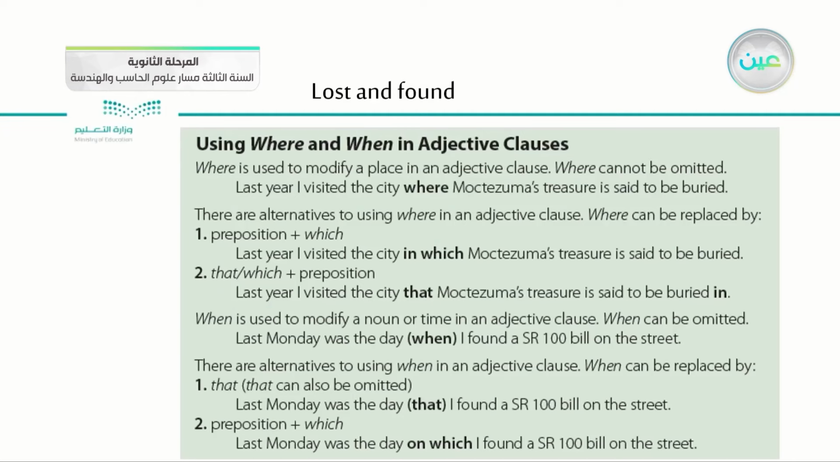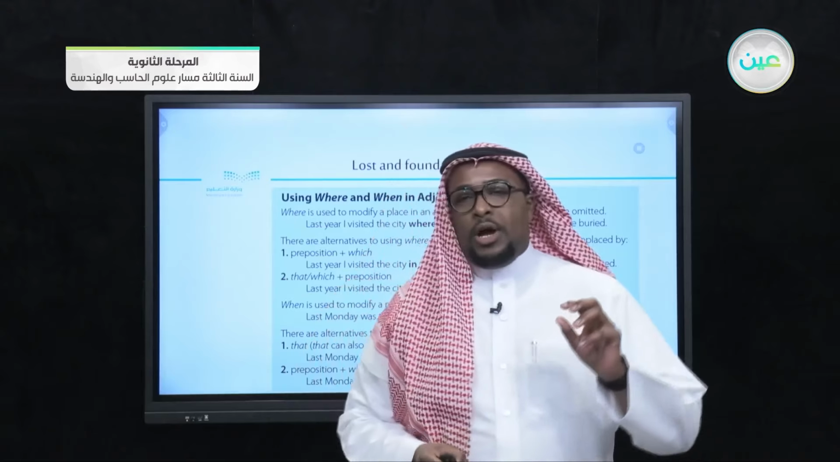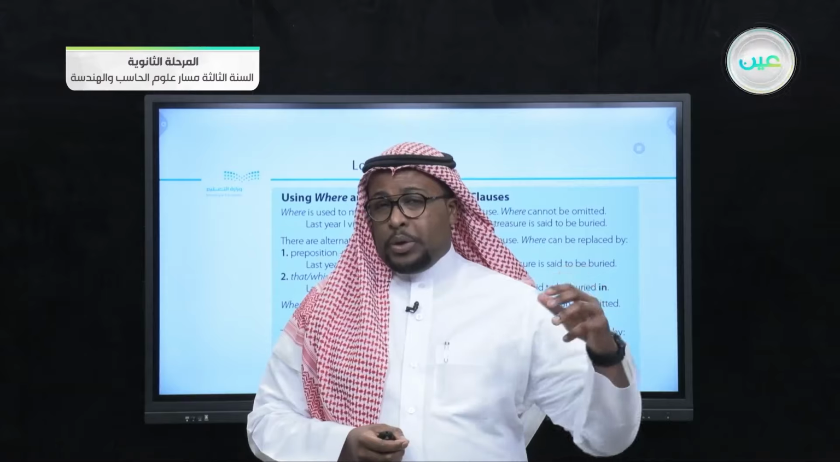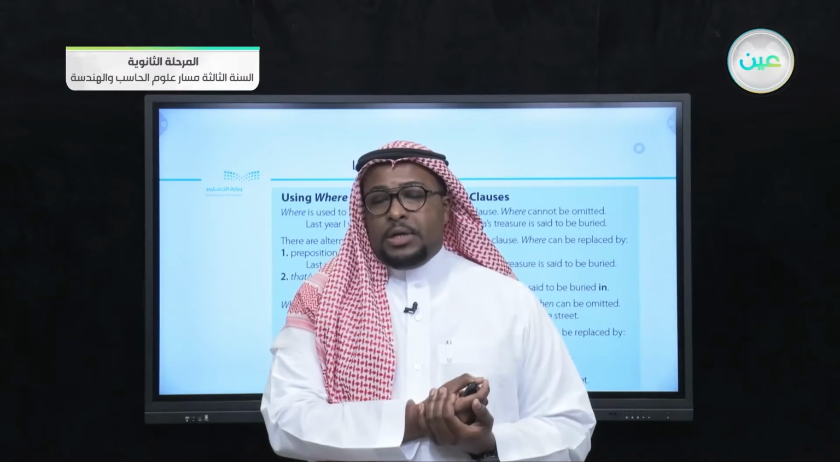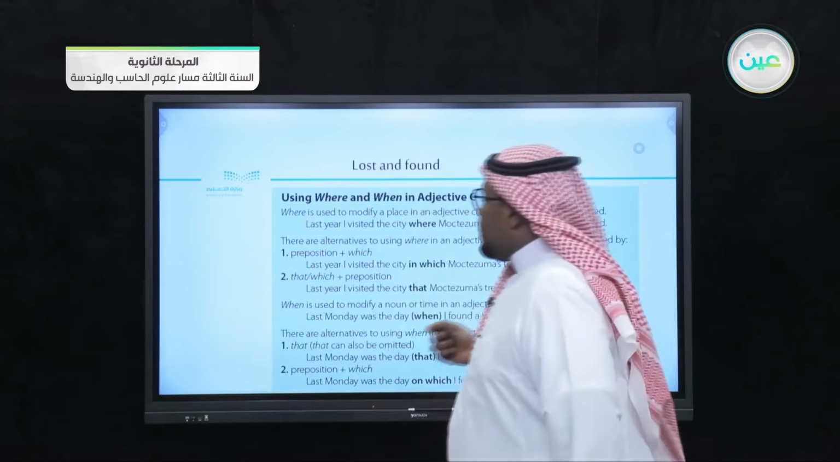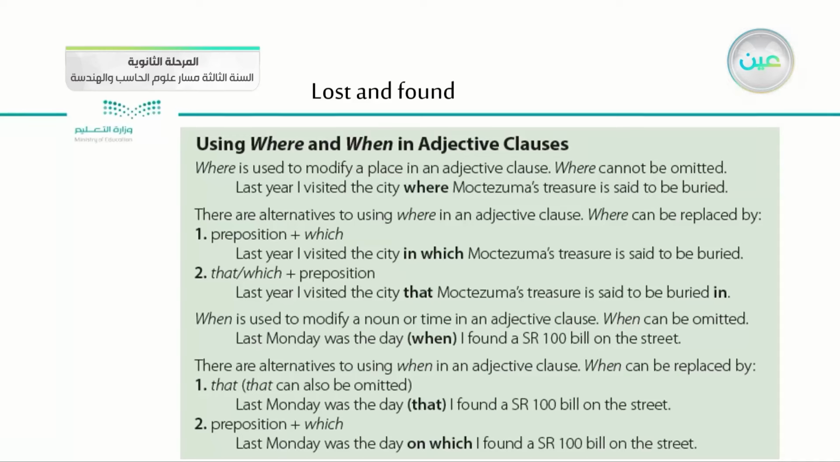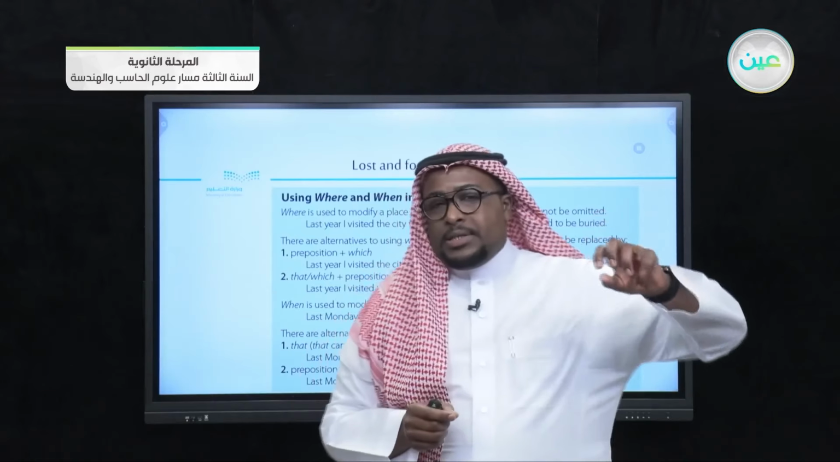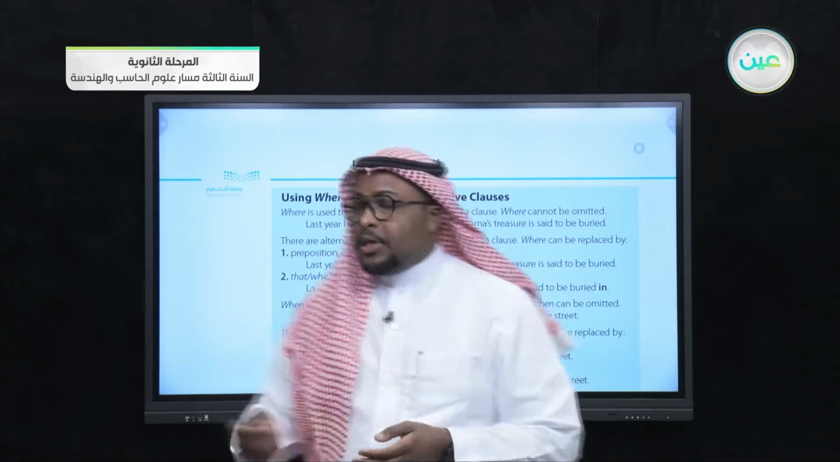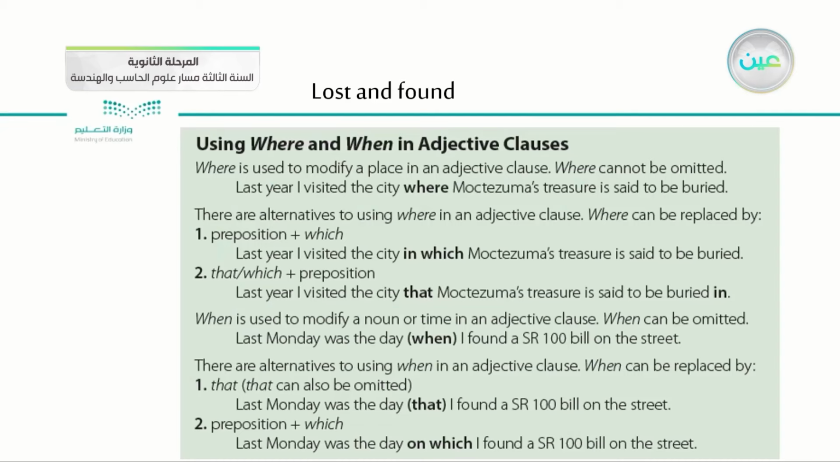If you still remember, guys, when we discussed the using of where and when in adjective clauses, we said that we use where and when to describe a noun. And of course, we went over different topics and different ideas. Let's see what is the most important, the usage of where and when in adjective clauses. And if you remember, we said that a clause is a sentence that contains a subject, verb, object. And here we use where and when to describe a noun.